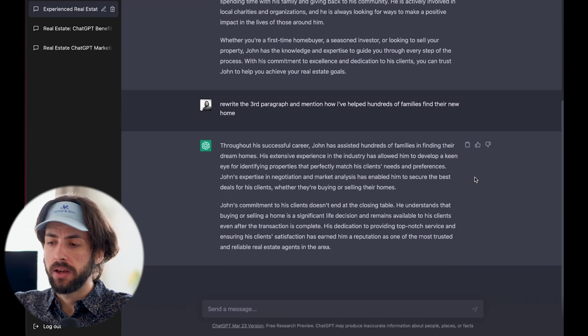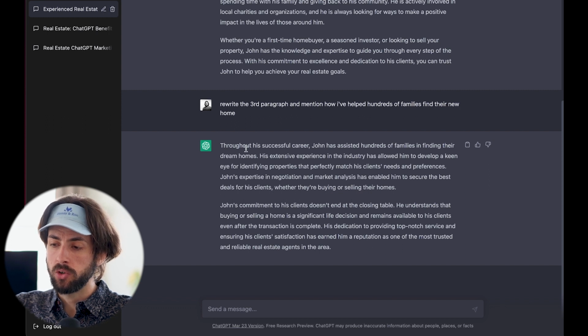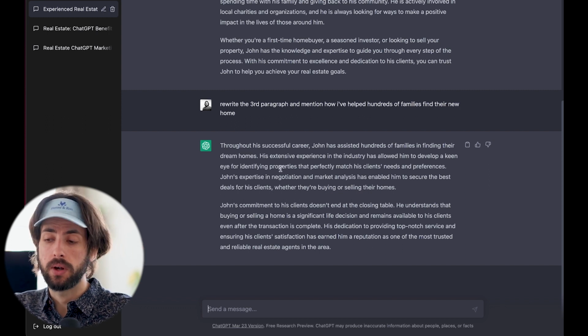So you can see that with this new prompt, rewriting the third paragraph, I mentioned how I've helped hundreds of families find their new home. They sort of gave you two. So they gave you more than what you were asking.